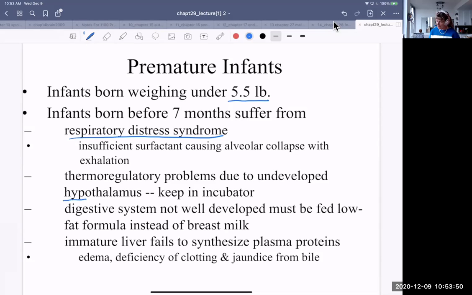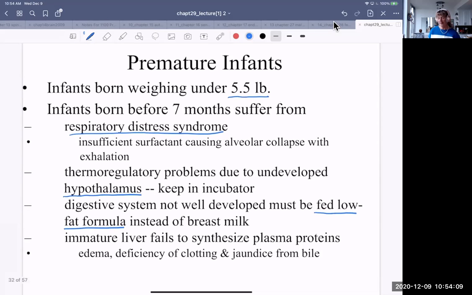The hypothalamus is also underdeveloped at that stage, and the hypothalamus regulates thermal control. The digestive system also would not be well developed. Usually the infant is fed a low-fat formula instead of breast milk. And the liver is also still in the later stages of development and has not fully developed. The liver doesn't synthesize plasma proteins, which can lead to deficiency in clotting and jaundice from bile.